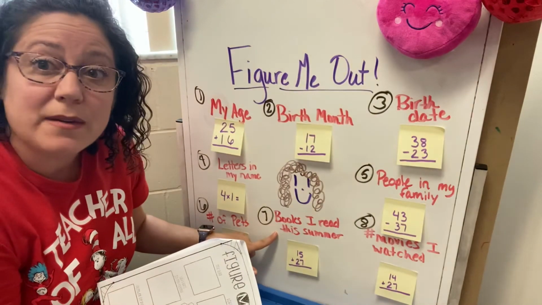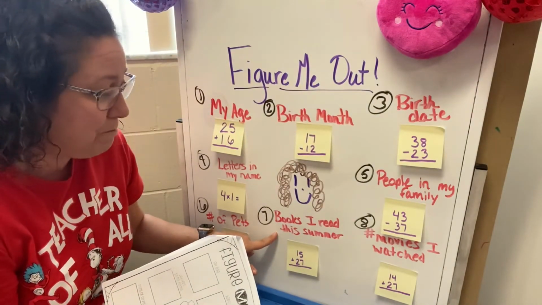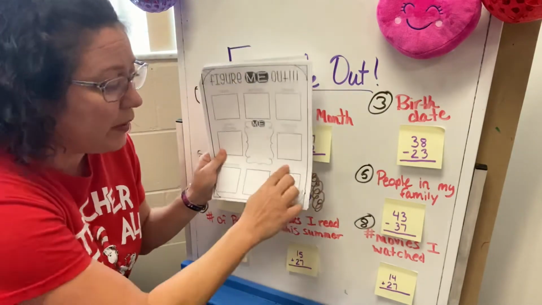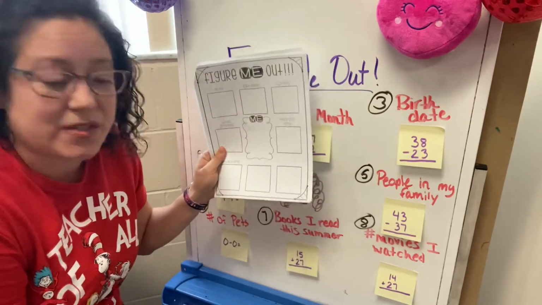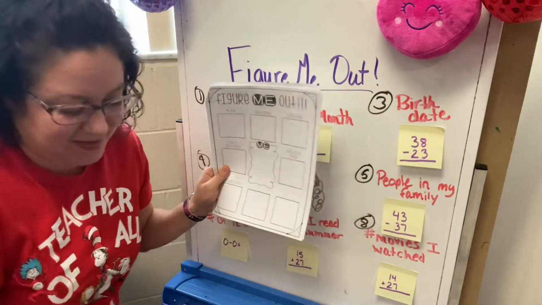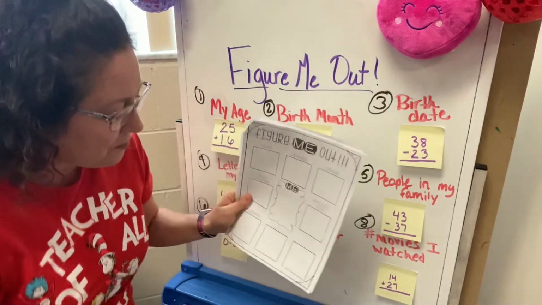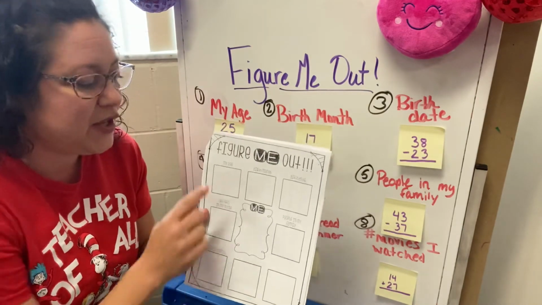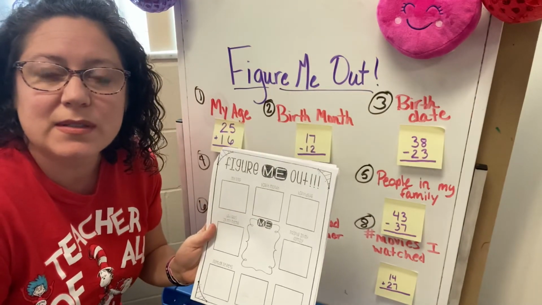Books I read this summer. How many books did you read this summer? And number 8 is blank, so you can come up with your own category, or you can use mine, which was how many movies I watched this summer. We had a lot of movie nights and movie days, and picnics.